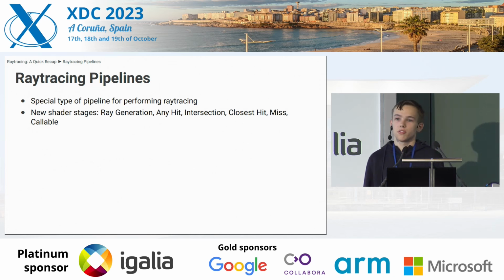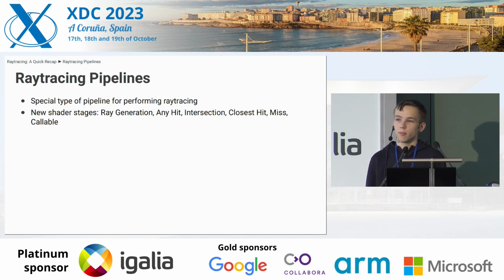With that comes a new set of shader stages. Before, you'd have vertex shaders, fragment shaders, compute shaders, and so on. And ray tracing introduces a whole bunch of new shader stages called ray generation, any hit, intersection, closest hit, miss, and callable. The control flow between these stages is sort of complex. In a rasterization pipeline, you just go from vertex shader straight to tessellation, geometry, and fragment, and so on.